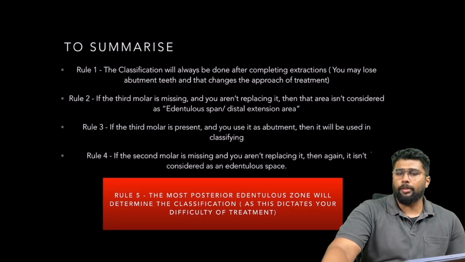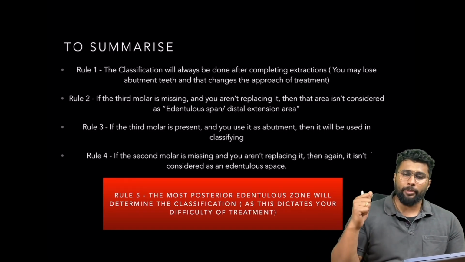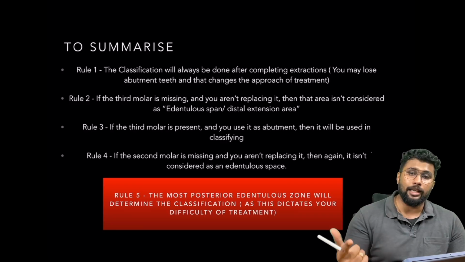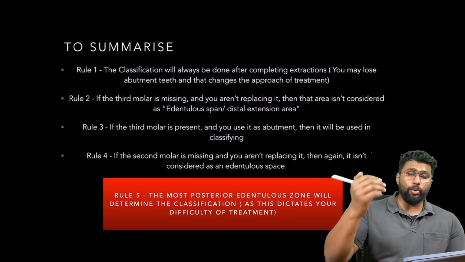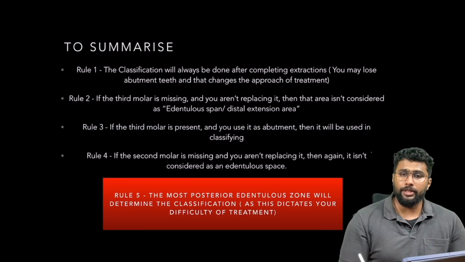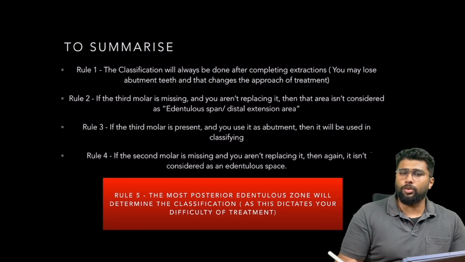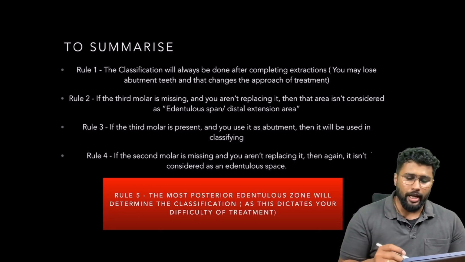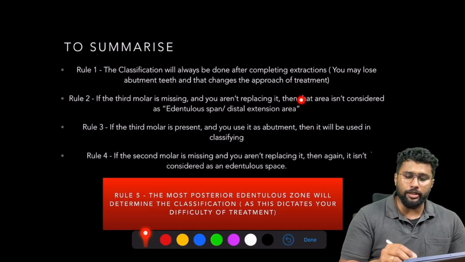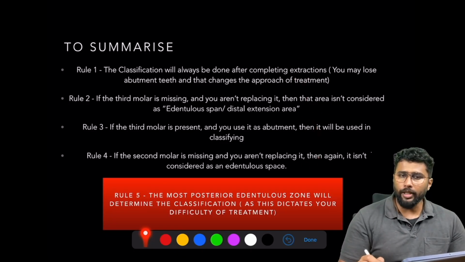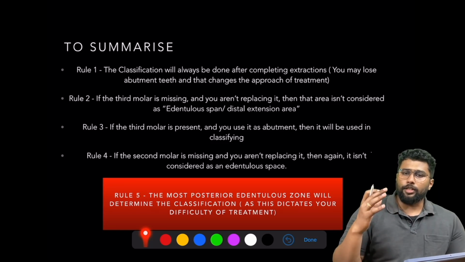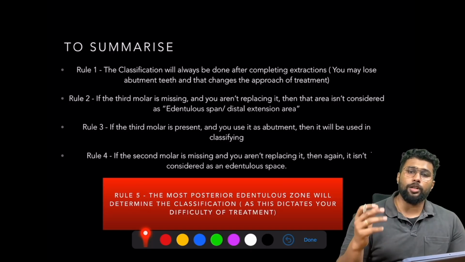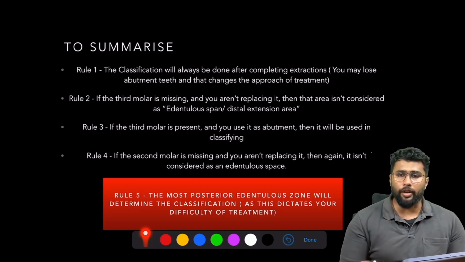So once you have determined what your classification is, based on which teeth you have removed and which teeth you are going to be considering to replace or use as an abutment, then you will go ahead and apply rule 5, which says the most posterior zone will be the one that determines the classification. If you think about it, this basically talks about all these 4 rules as well. The most posterior edentulous zone, or rather the presence or absence of a distal abutment, is what is going to indicate the level of difficulty of your treatment.